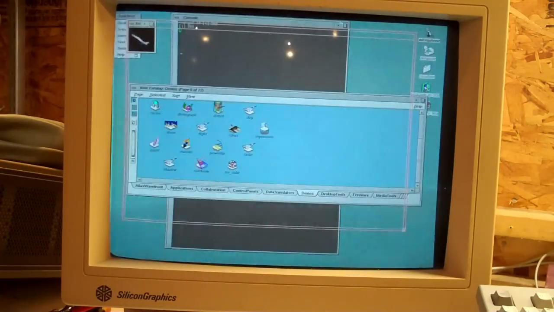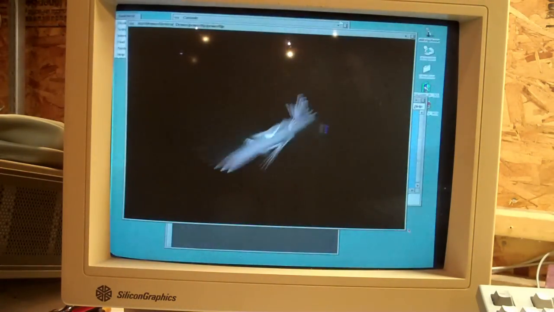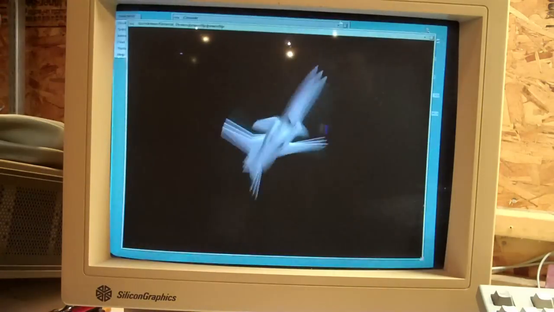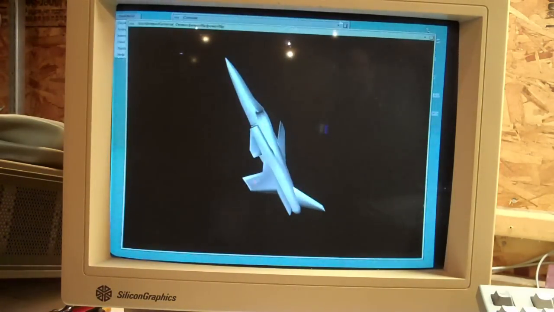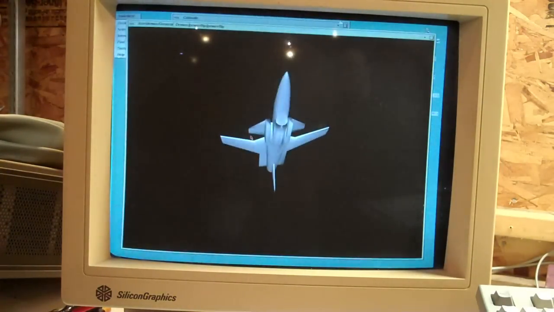Now, this is what made the R10Ks, or the Indigo 2 in general, much more impressive than anything else on the market. In fact, when the R10K Impacts came out, they were hands down the most powerful machines on the market in terms of both processor power and graphics power.